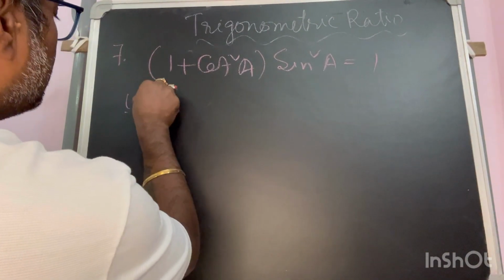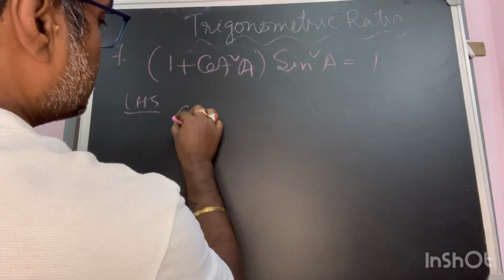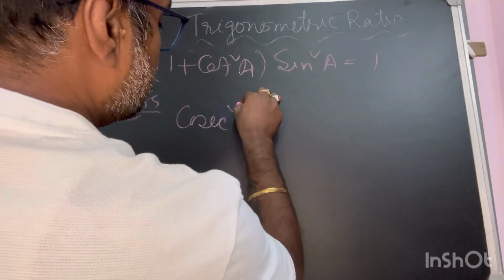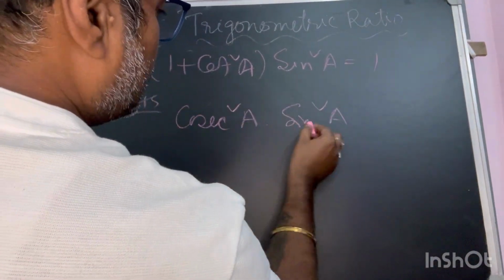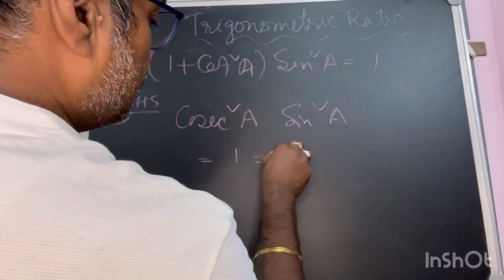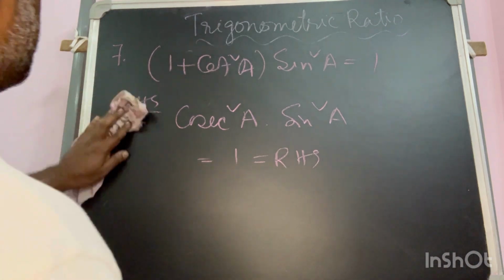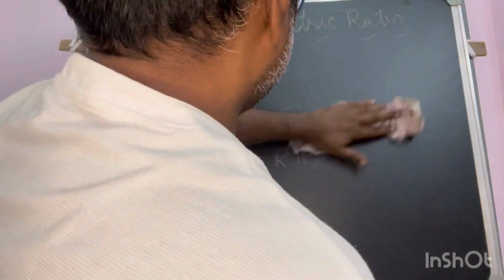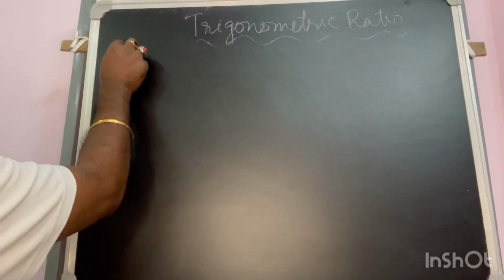If I start with the left hand side, 1 plus cot square a, as you know, is cosec square a. Now this is sin square a. Sin and cosec are inverse, so this must be equal to 1, which is equal to the right hand side. Okay. These are directly based on the relation we have already discussed in the theory part, so they don't need much explanation.